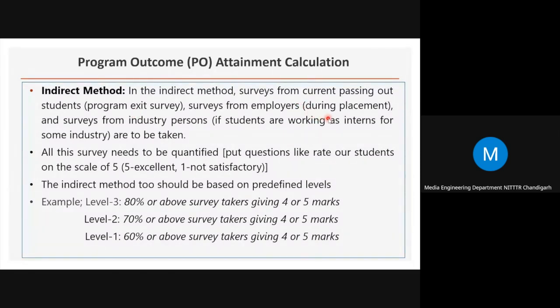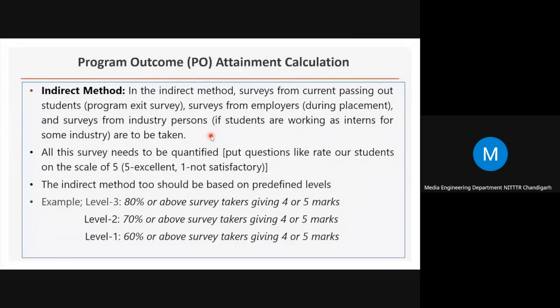Surveys from employer, which can be taken during placements, or surveys from industry persons if students are working as interns in some industry, or other kinds of surveys can be there. Alumni survey can be there. So in surveys, we need to ask the responders to give their answers on a scale like 1, 2, 3, 4, 5, and we generally say that 5 means excellent and 1 means not satisfactory.